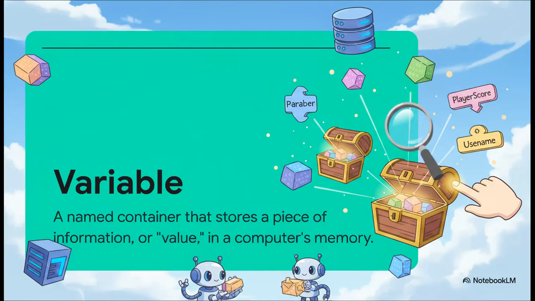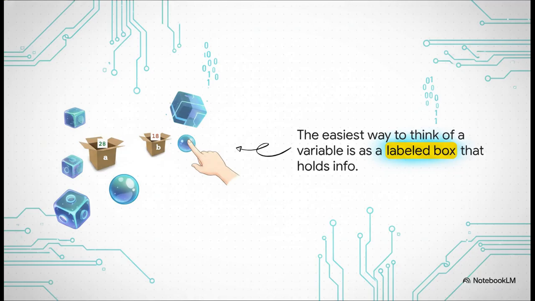Okay, so here's the official, kind of technical definition. You'll see words like named container, value, and computer's memory. It sounds a little scary, right? But don't worry about all that. All it really means is we have a spot to put information, and we give that spot a name so we can find it again later. That's it. And this is exactly what I'm talking about.